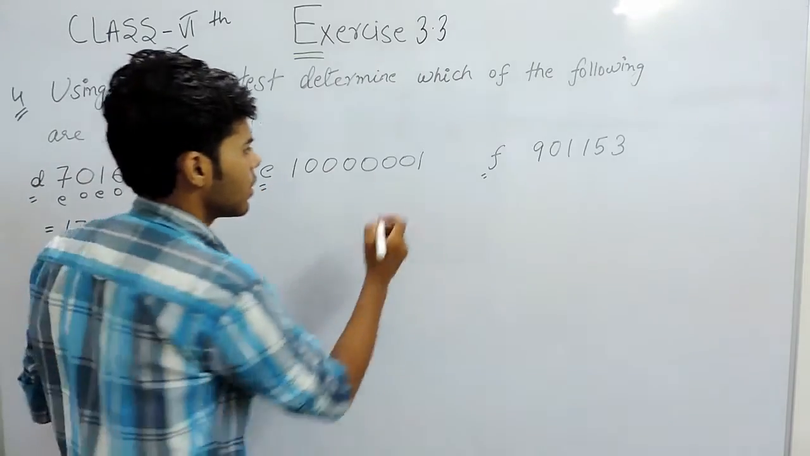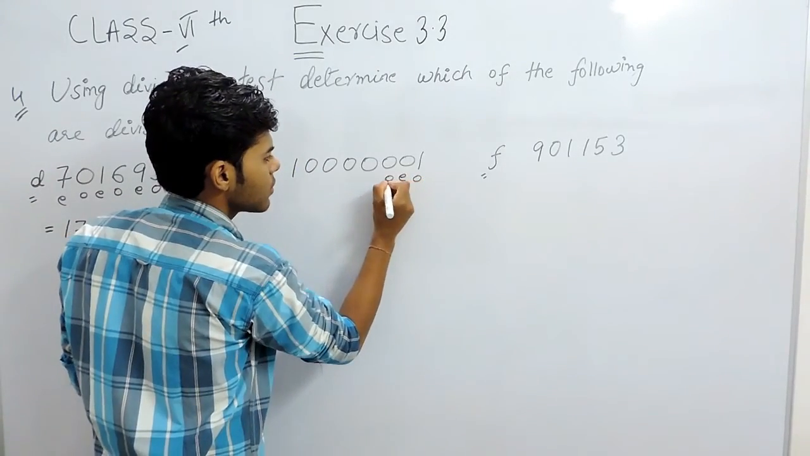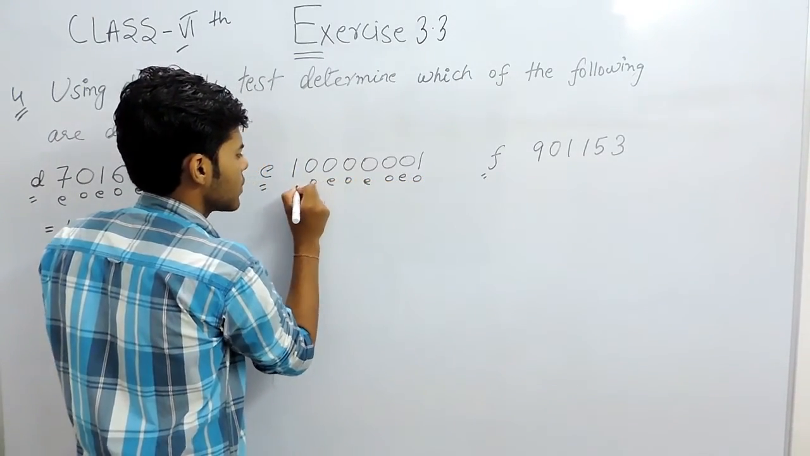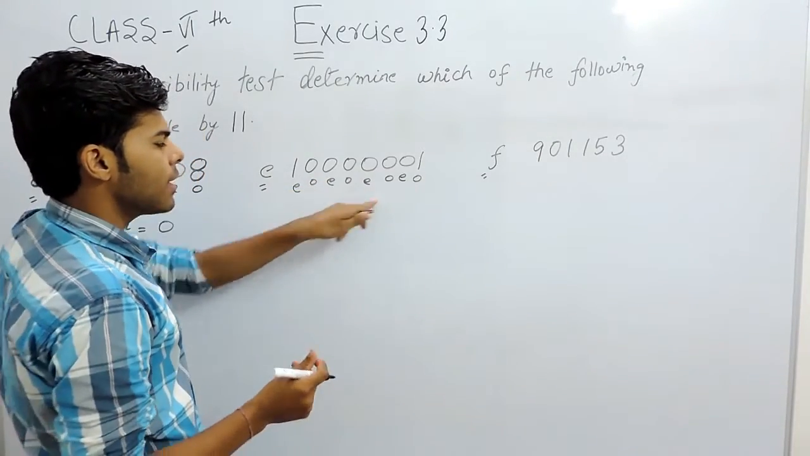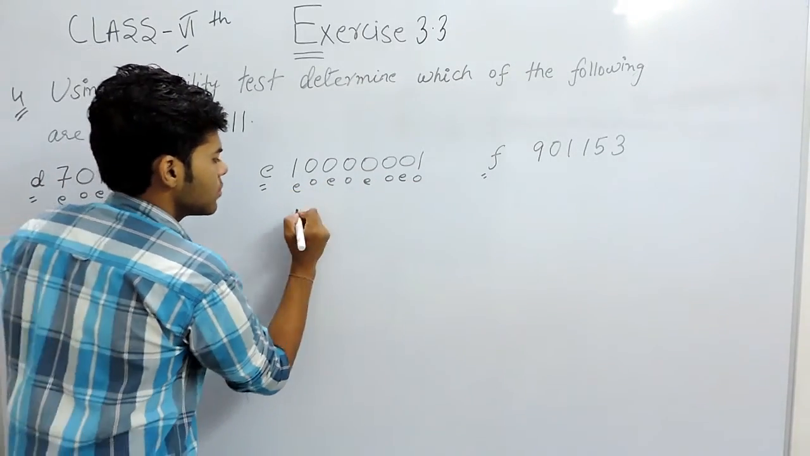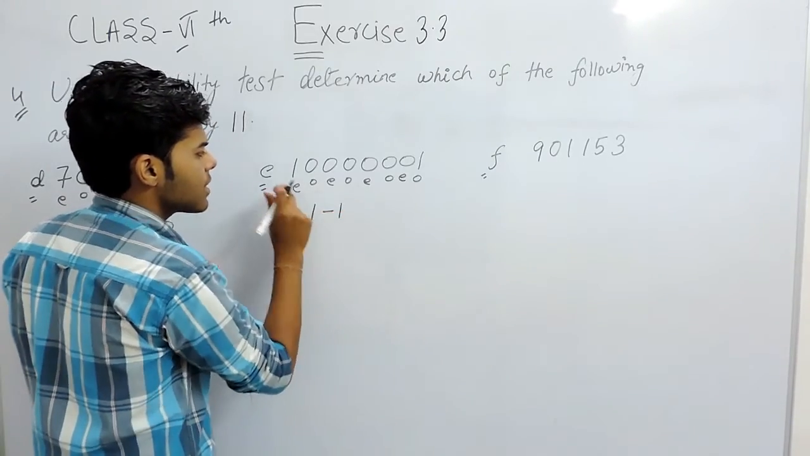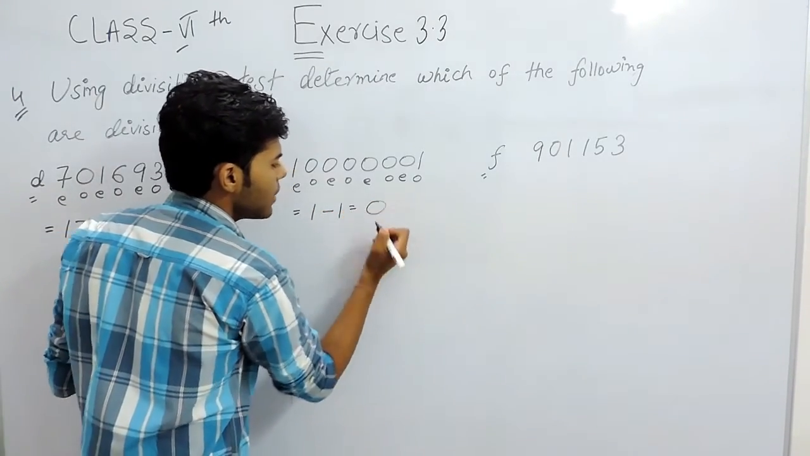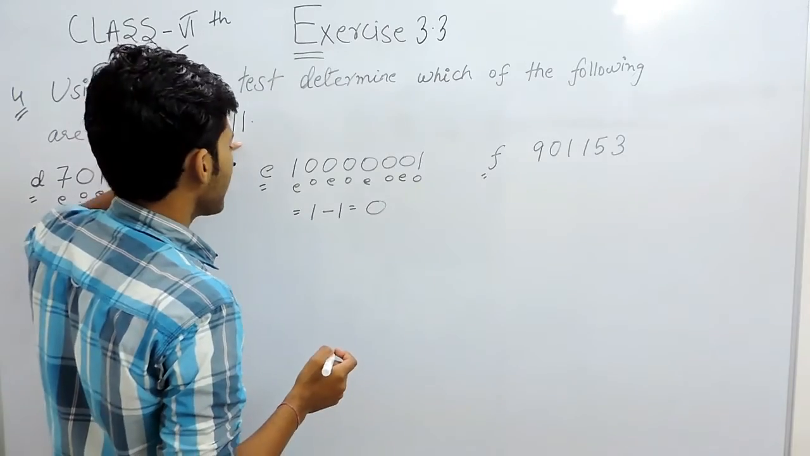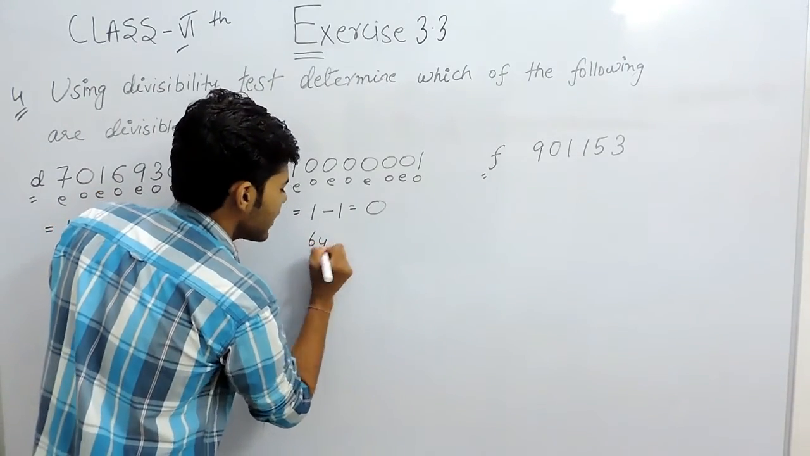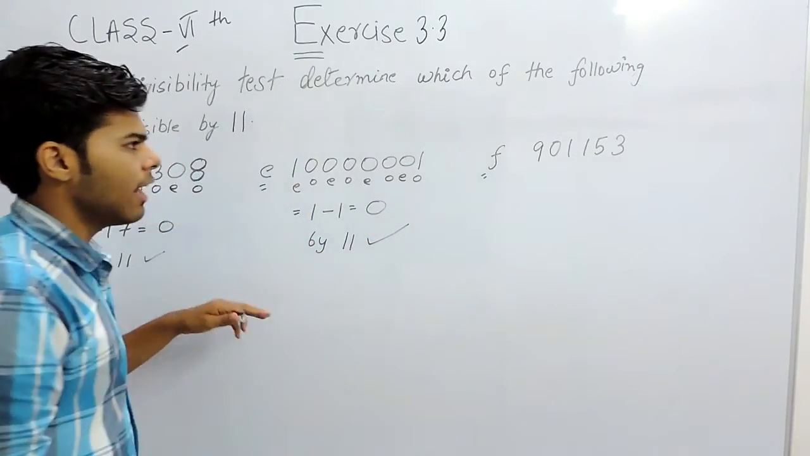Now in this one, we'll again do the same thing. So the sum of odd places will be 1 and minus sum of even places is also 1. So the answer will be 0. 0 will be divided by 11. So this figure will also be divided by 11.